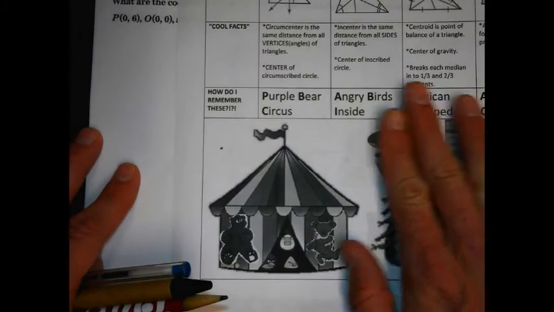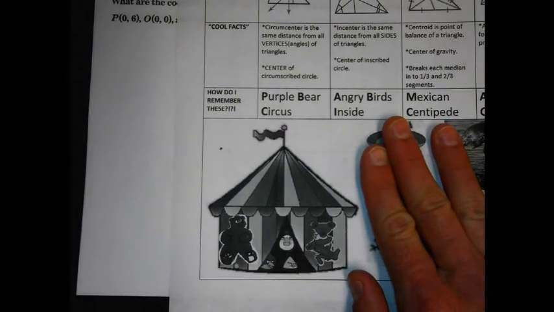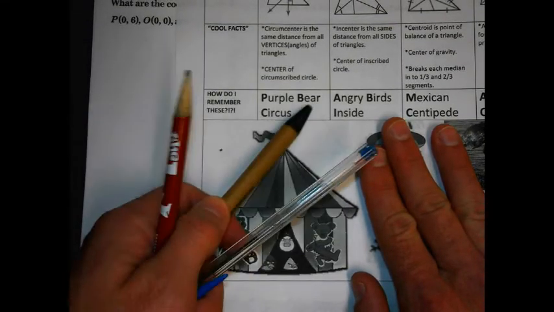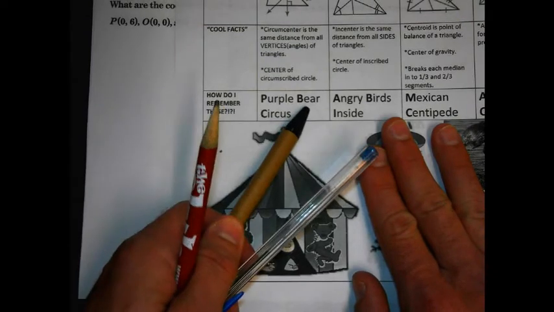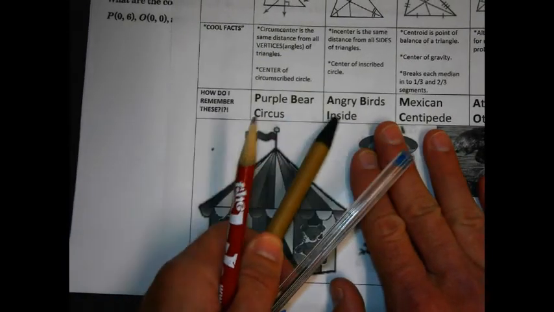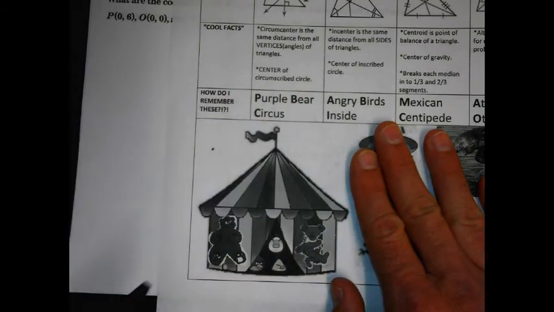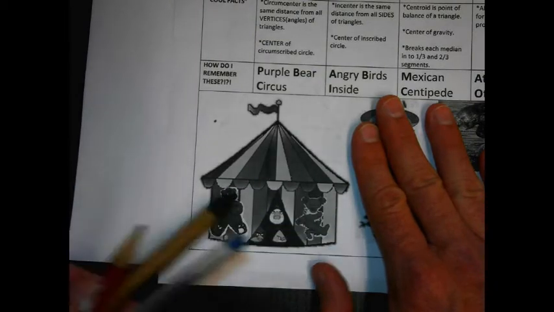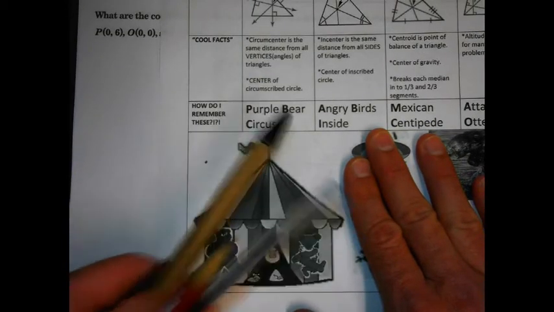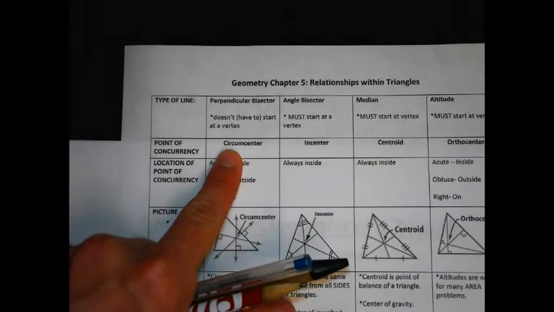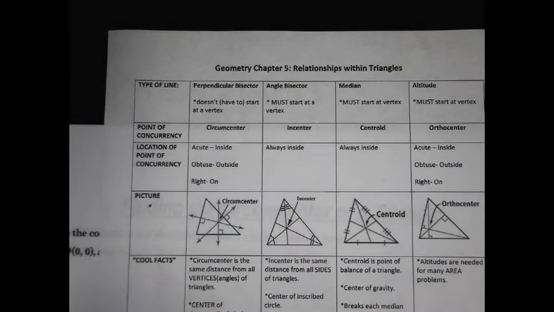This is such a neat diagram here. How do I remember these things? Well, if you can remember a purple bear circus, the perpendicular bisector is the circumcenter, and that there are angry birds inside. So angle bisectors make the incenter, right? Imagine this is a purple circus, and then there's angry birds inside of it. So purple bear circus, angry birds inside, and you can recall how we can know that the circumcenter is made from perpendicular bisectors intersecting, and the incenter is made from angle bisectors intersecting.